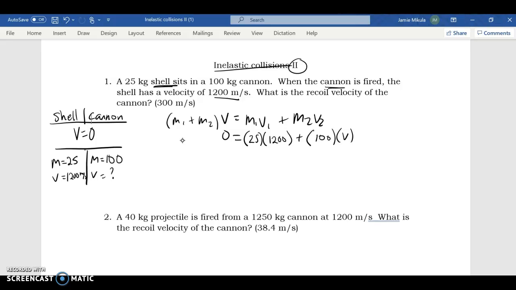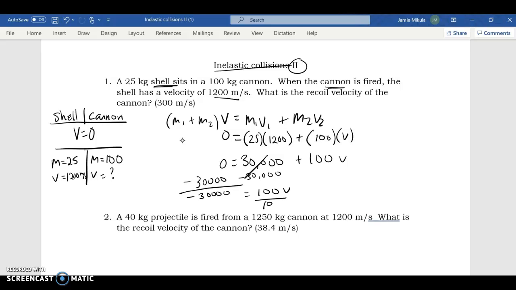And so I'm going to multiply 25 times 1200 is 30,000. So 0 equals 30,000 plus 100V. I'm going to subtract the 30,000 under the 0 to make that a negative 30,000, and then 100V, and divide the 100. Okay, so you're going to take two of those zeros off of there to get 300. So the velocity is a negative 300 meters per second.